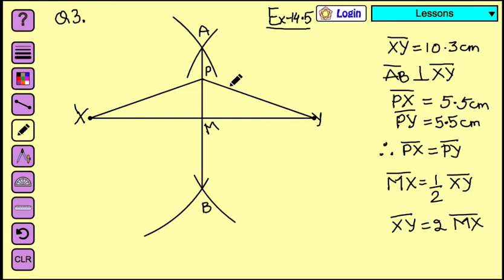Once it is done, the question is asking you to check whether Px is equal to Py or not. So we measured with the scale, it came out to be 5.5 centimeter and Py was 5.5 centimeter again. Therefore, Px is equal to Py. That means any point you place on this perpendicular bisector will be at equal distance from X and Y. Next was to measure XM and XY, just to compare both of them. After measuring with the ruler, we found that MX was half of XY, or in other words, XY is twice of MX.